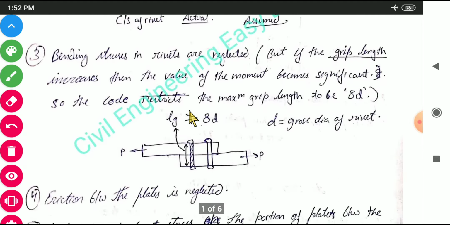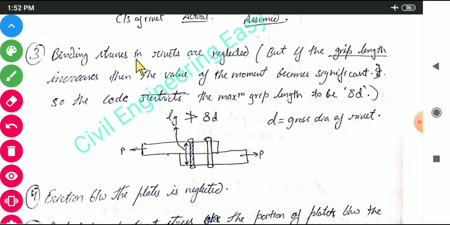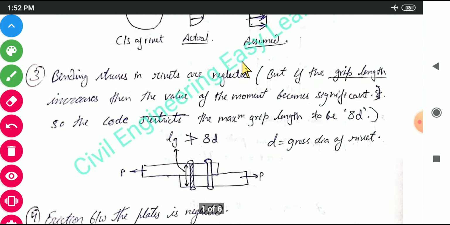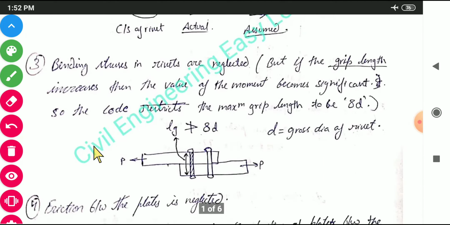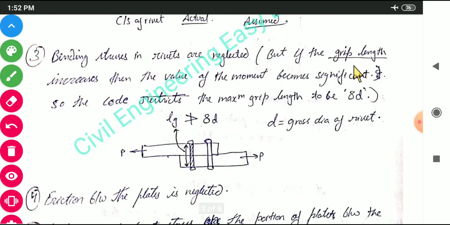Next assumption is that the bending stresses in rivets are neglected. We have always considered the shearing and bearing stresses, but we have never considered the bending stresses. But if the grip length increases, then the value of the moment becomes significant. So what is grip length? Here we have shown the grip length, that is LG, and the code says that the maximum grip length should not be more than 8 times the diameter, where D is the gross diameter of the rivet.